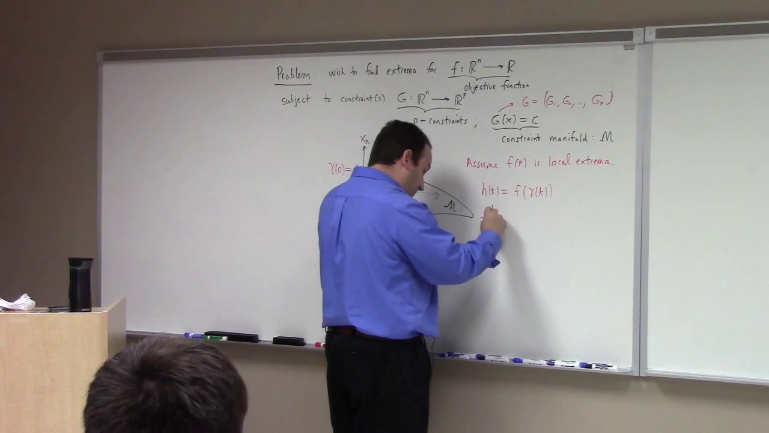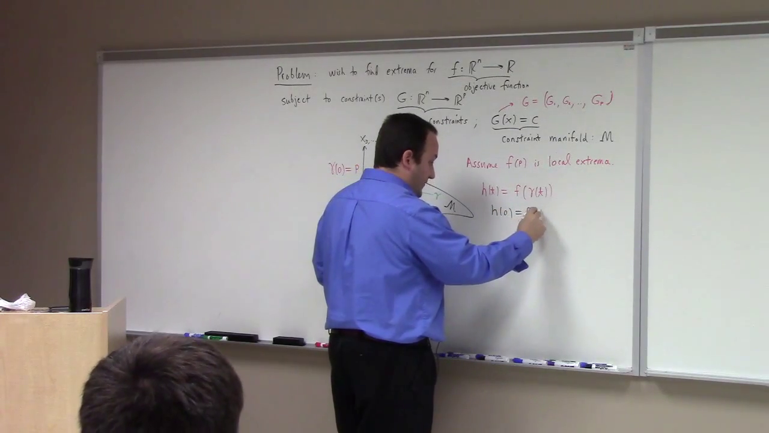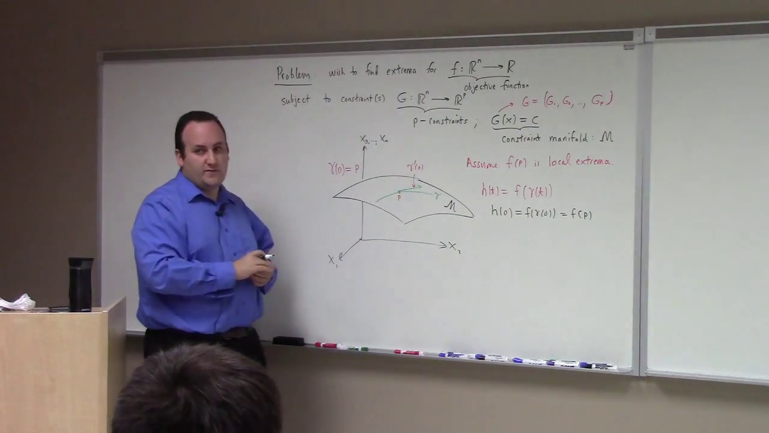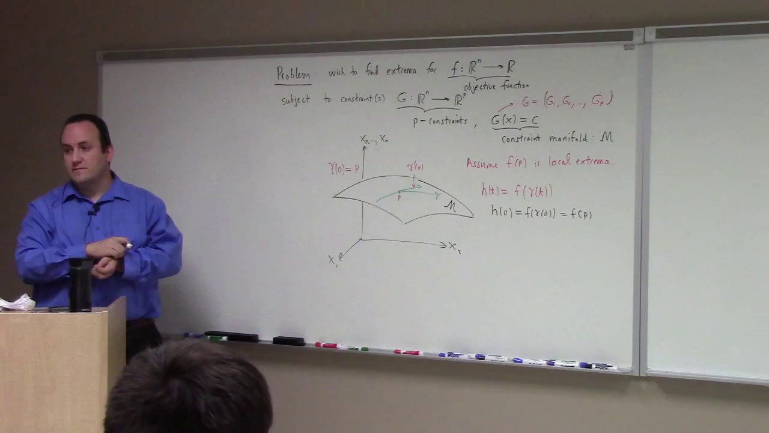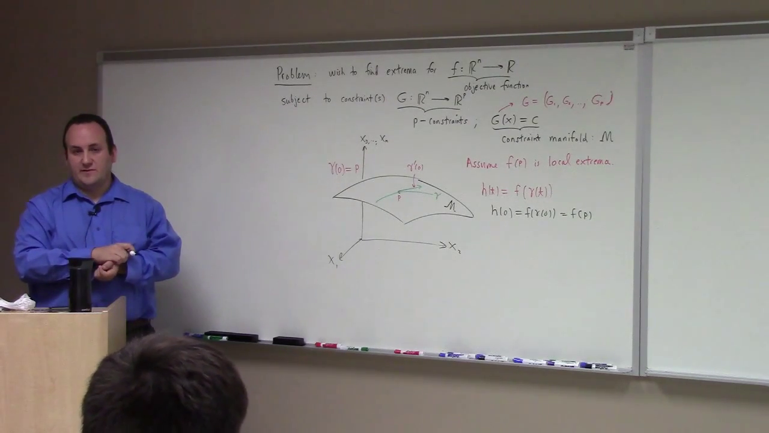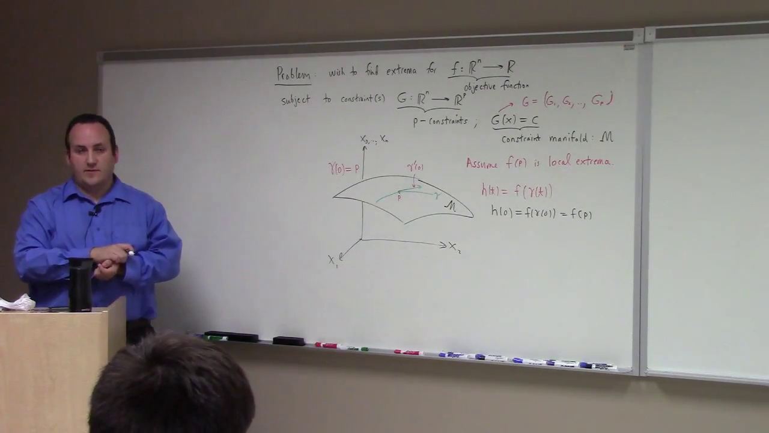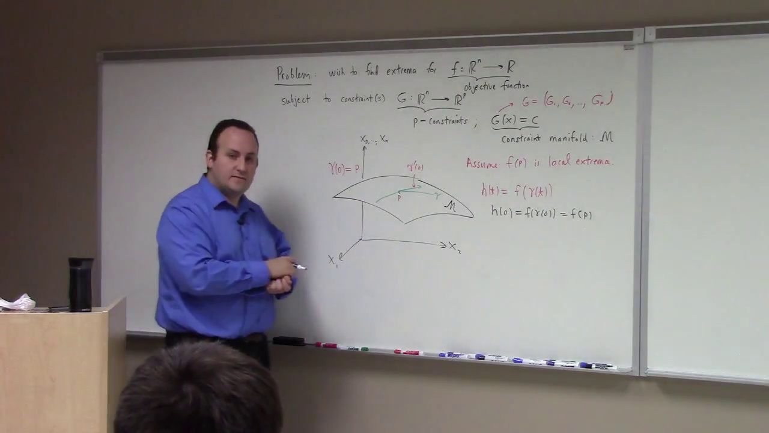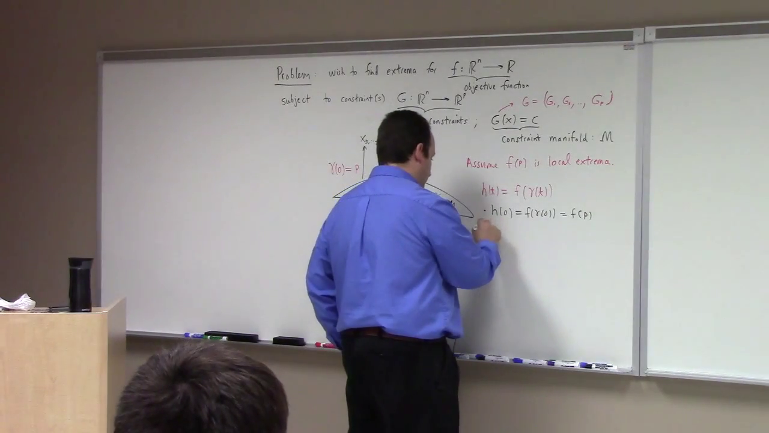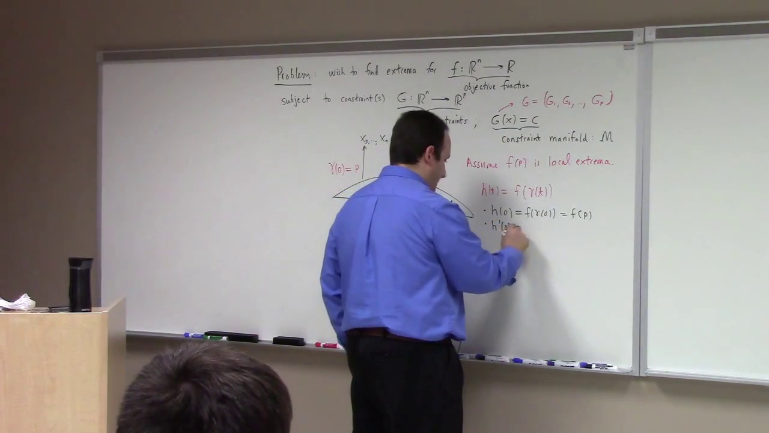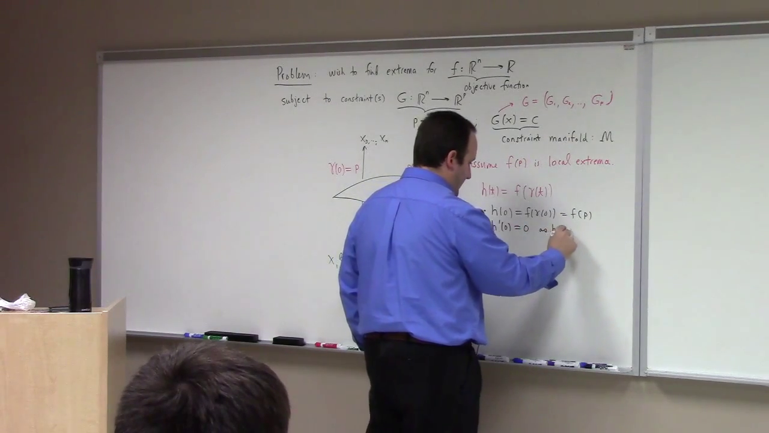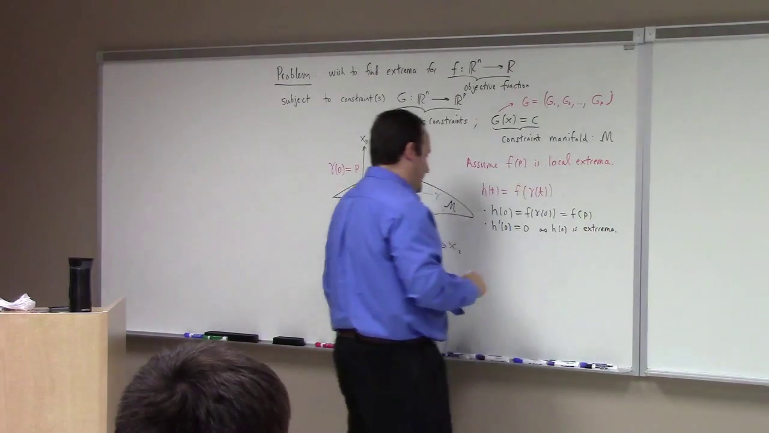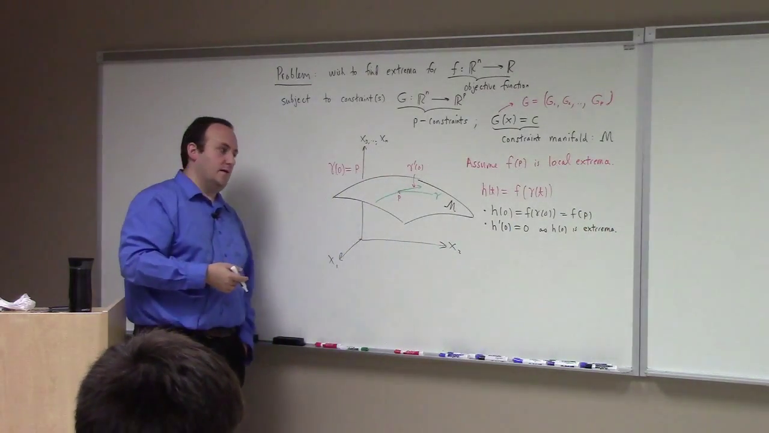h of 0 is f of gamma of 0, which of course is f of p, so that should be an extreme value. And h is a function from what to what? It's a real valued function of a real variable. So what we learned in Calculus 1: if it's an extreme value, h prime of 0 must be what? Zero, since h of 0 is an extrema. Again, using Calculus 1.